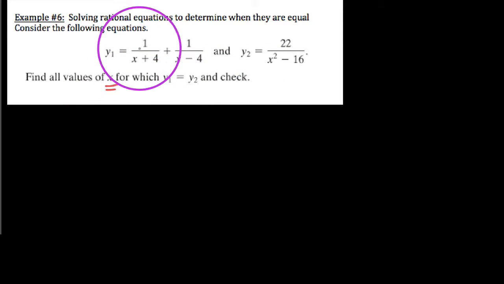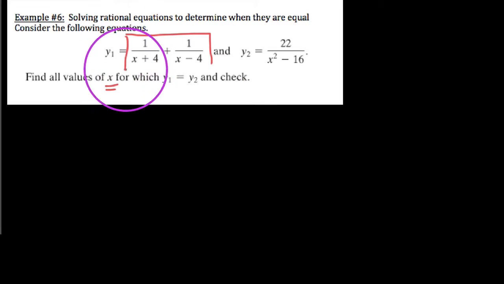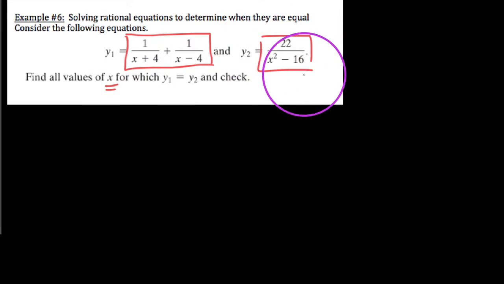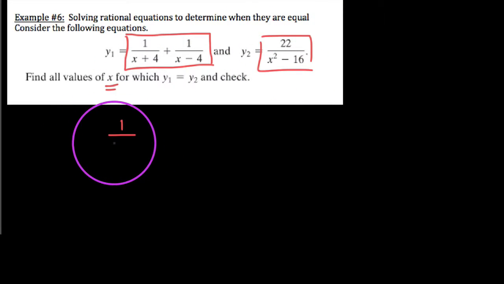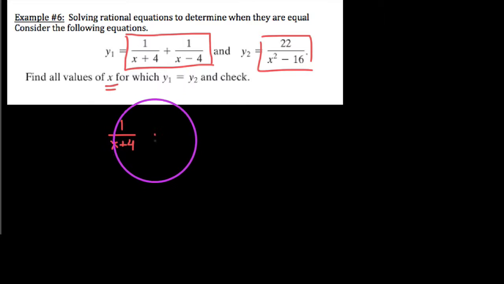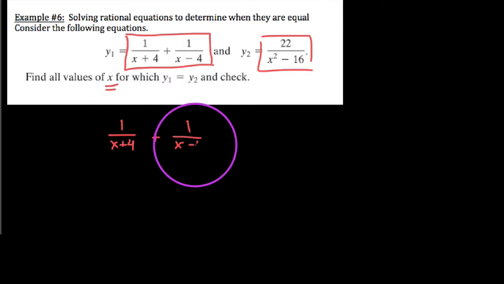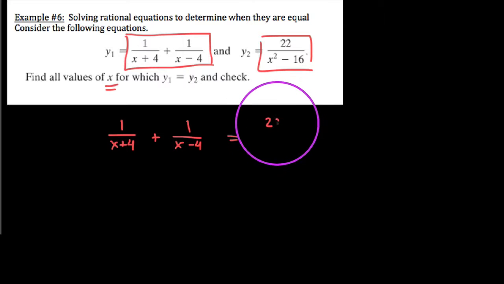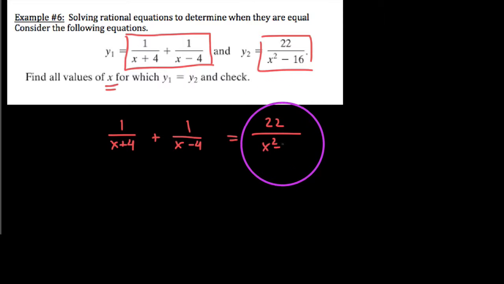So the first thing I basically want to notice is we could say, well, if y1 is equal to y2, then these two expressions would be equal here. And so we could just basically list them. We say 1 over x plus 4, that's being added to 1 over x minus 4. And then we'd say that I want to set this equal to 22 over x squared minus 16.